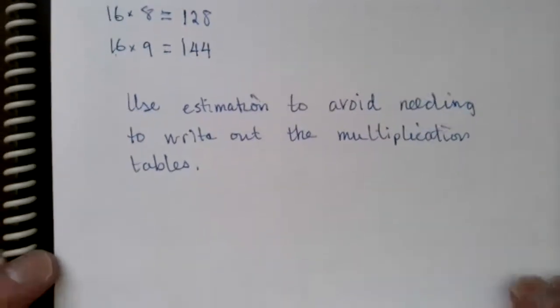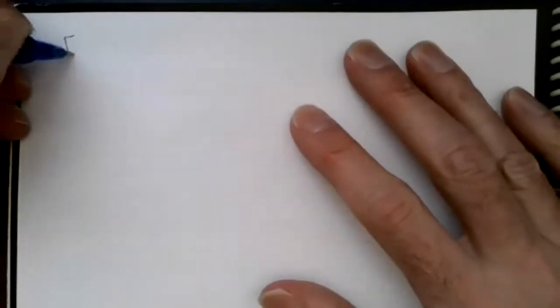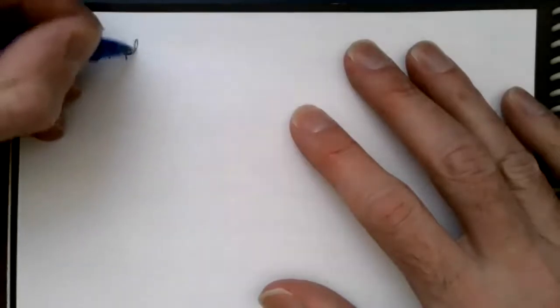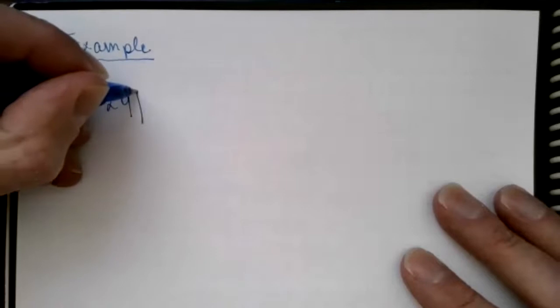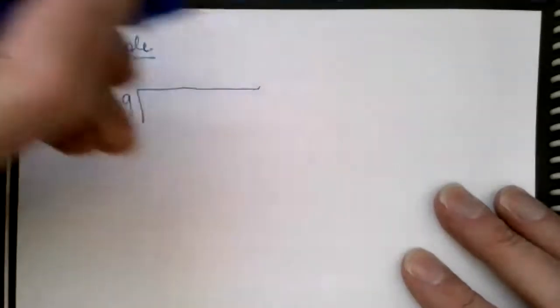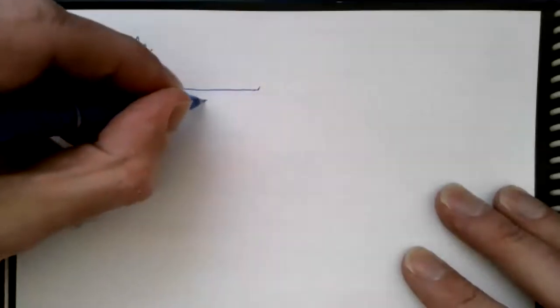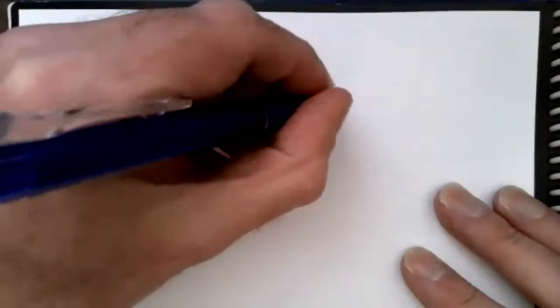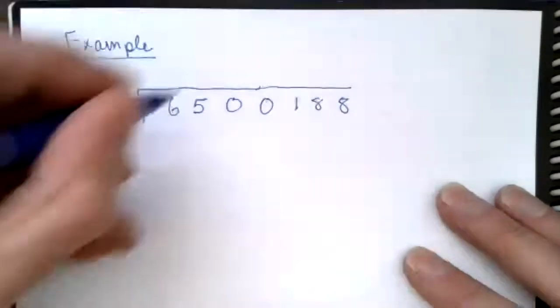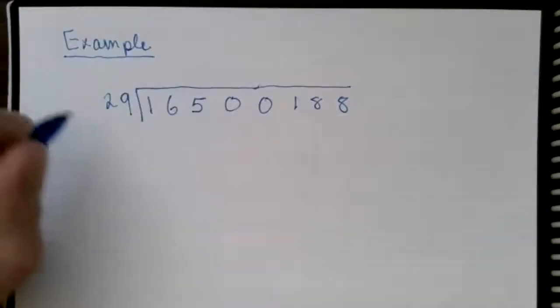Okay, so let me give you an example here where we apply that multiplication estimation. Okay, so I'm going to take 29 and I'm going to divide that into a really big number. Okay, 1, 6, 5, 0, 0, 1, 8, 8. Okay, really big number right here. So a couple things.